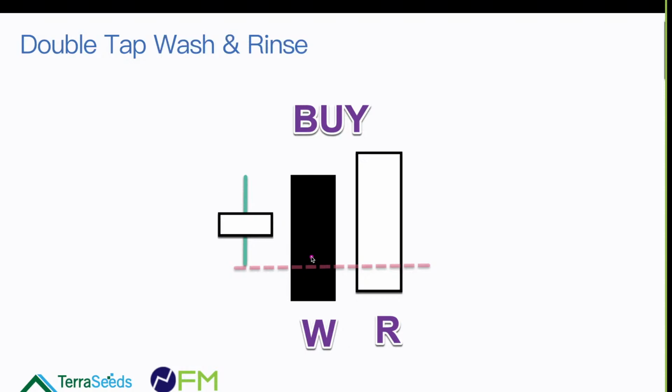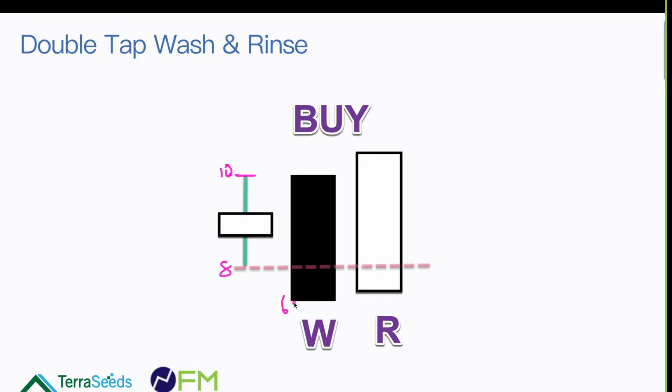But this might not always be true. What is always true is that the wash bar will have a close, that means the body of the candle, the shaded region, will have a close below the previous low of the previous bar. Let's say, for example, I give you some numbers here. If this high is $10 and this low is 8, then what I mean by a close below the previous bar low is that, for example, it closed at 6. So 6 is lower than 8. This means that the wash bar is lower than the previous bar low. So this would constitute a wash bar.